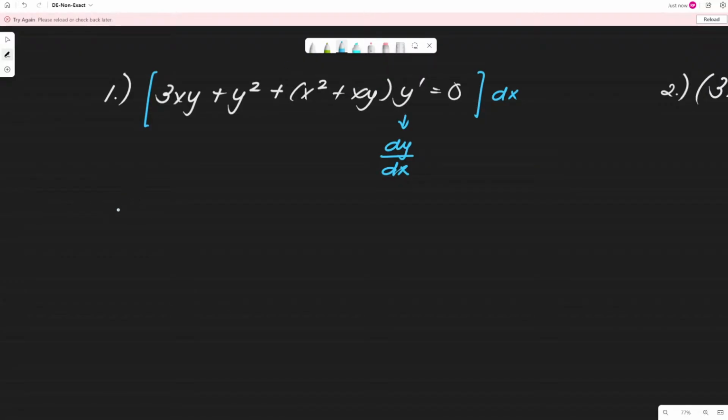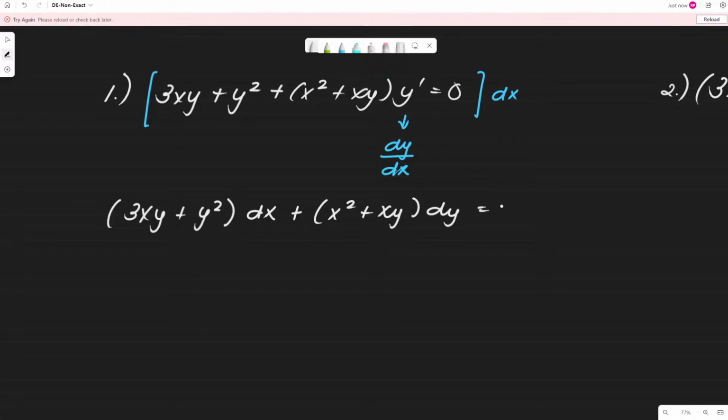So we will have 3xy plus y squared, and we attach dx to the whole thing, because even if you attach it term by term, later on you will factor it out anyway, so why not put it together right away. So plus x squared plus xy dy is equal to 0. Again, the one attached to dx is our M of x,y, and the one attached to dy is our N of x,y.